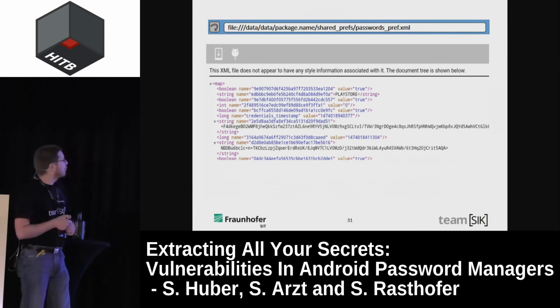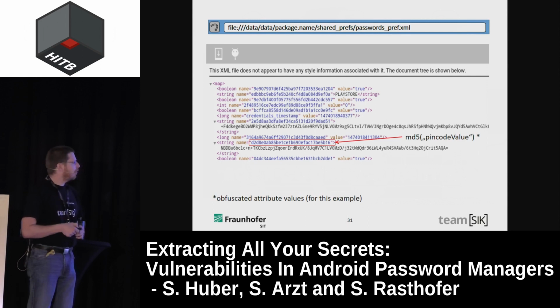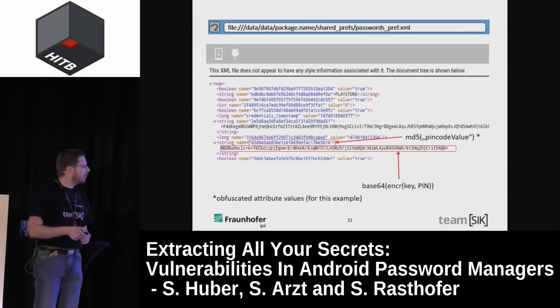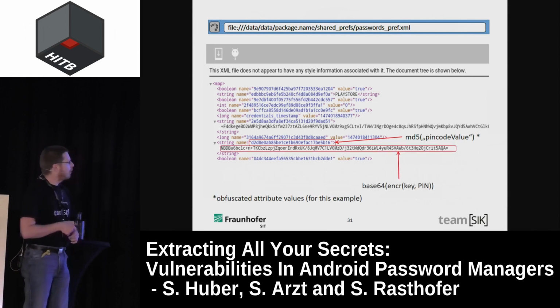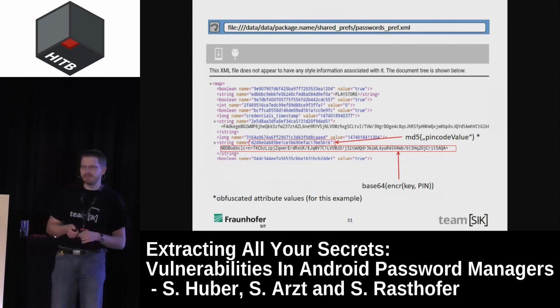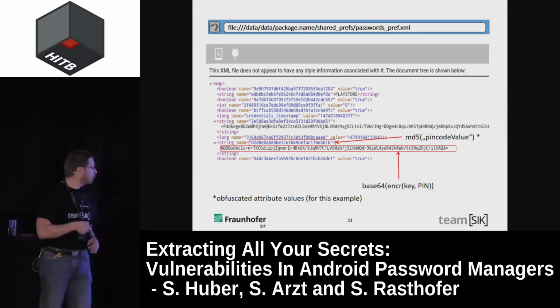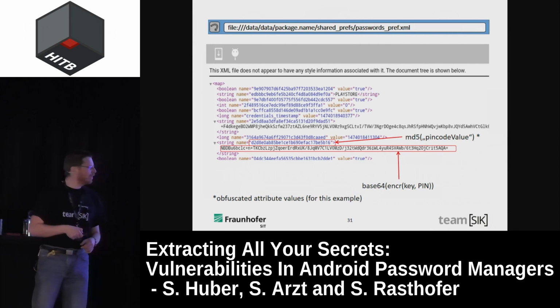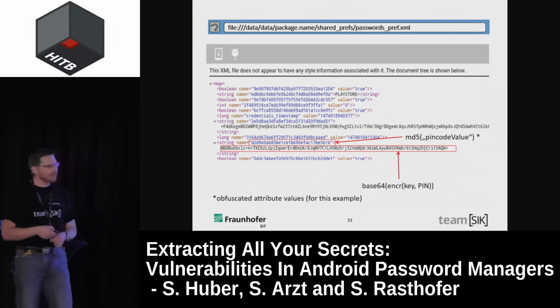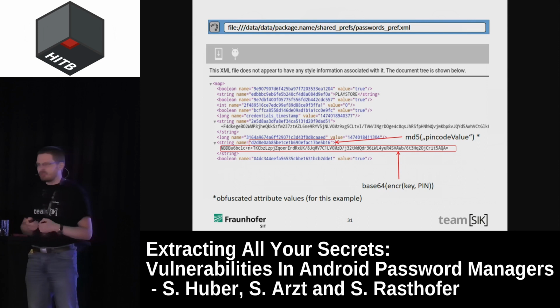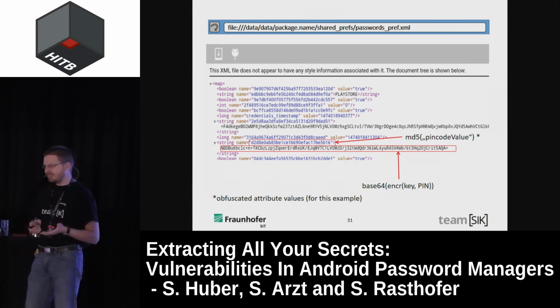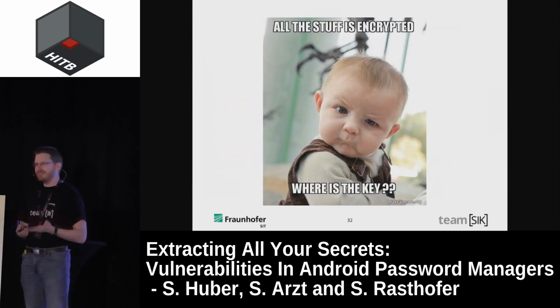Here you see a more sophisticated XML file. For instance, the XML values and attributes are obfuscated just by an MD5. And what you can see here is our master password or our PIN. It's Base64 encoded, so we cannot read it, but it's also really encrypted with an additional key. The question is now, for decrypting the master password, we need the key. And where can we get this key?